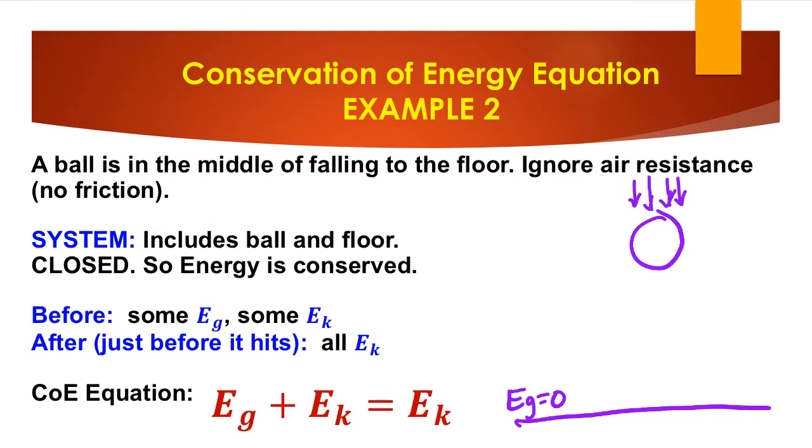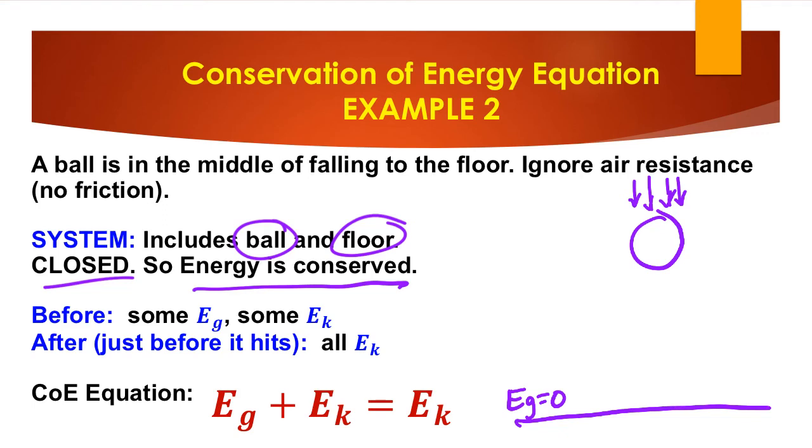Again, the system is going to include the ball and the floor, because I don't need to worry about the air. I've been told I can ignore that. The only objects involved here are that ball and that floor. And so I do have a closed system. I don't have energy coming in. I don't have energy leaving in the form of heat from friction. And so I have a closed system where energy is conserved.